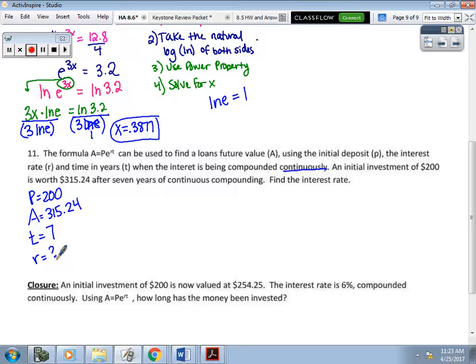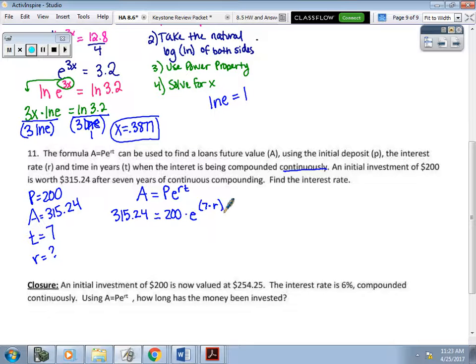Plug those into your formula. So 315 goes in on the left. 200 goes in for P. This is e. The RT, those are both exponents. So if you want, you could put parentheses. And we're going to solve this by taking natural logarithms.